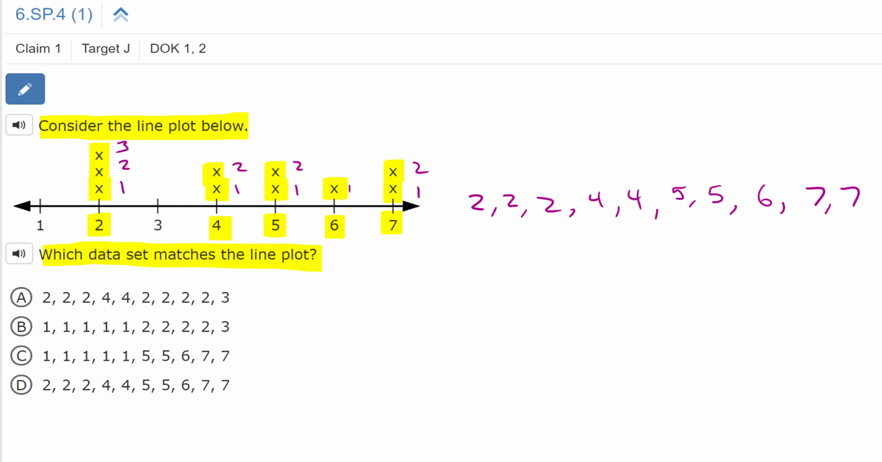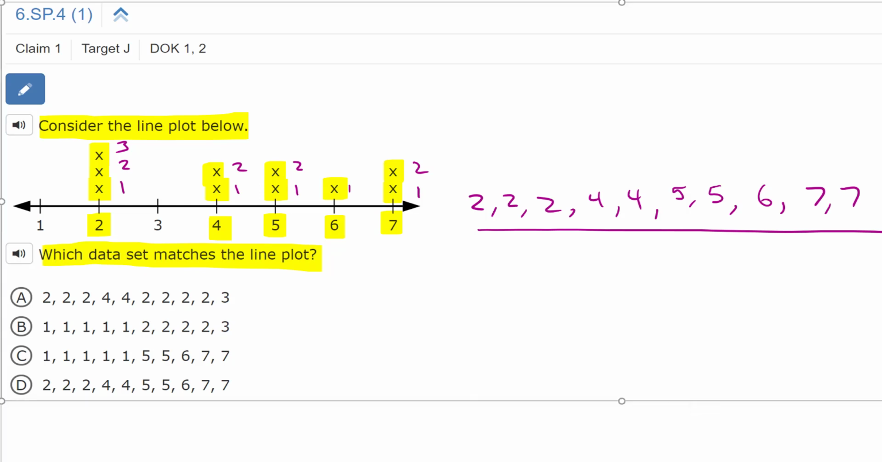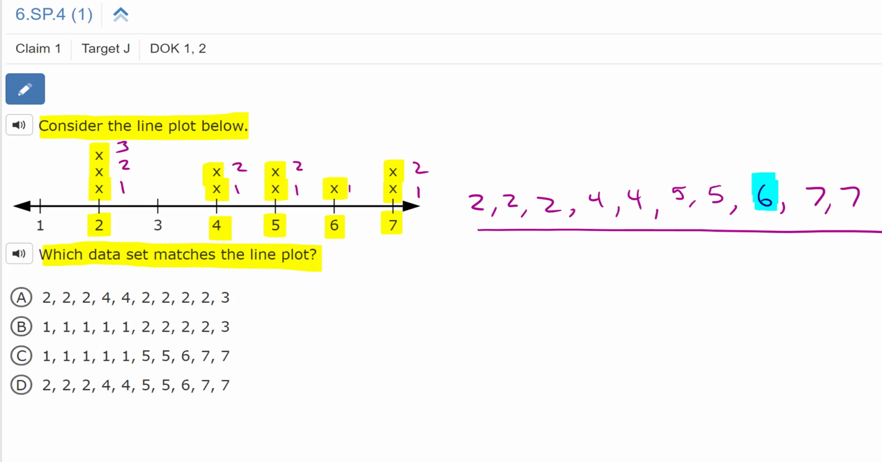Now I need to match this data set with A, B, C, or D. So I'm going to focus on 4s. No, I'm going to focus on 6, because there's only 1 6, and it's easy for me to find 1 6. So in A, is there a 6? There's no 6 in A. So A does not work because there are no 6s there.